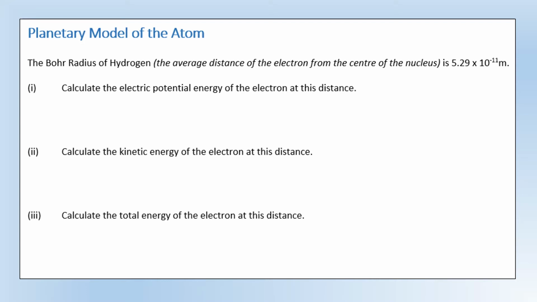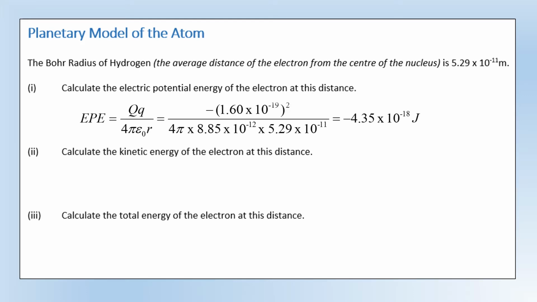Okay, so hydrogen is one proton, one electron. So we can calculate its electric potential energy by multiplying their two charges together, and then dividing by 4 pi e0 times the Bohr radius, giving us an electric potential energy of minus 4.35 times 10 to the minus 18 joules.